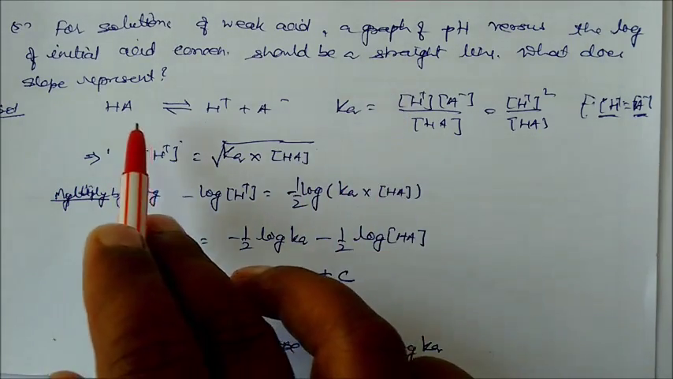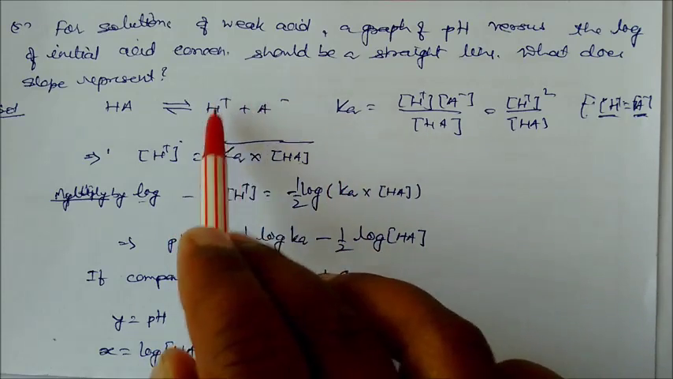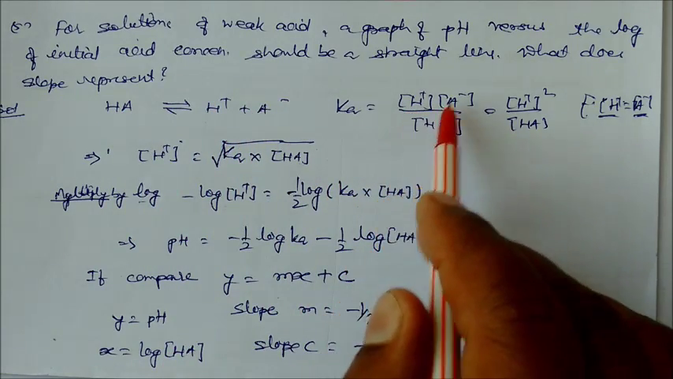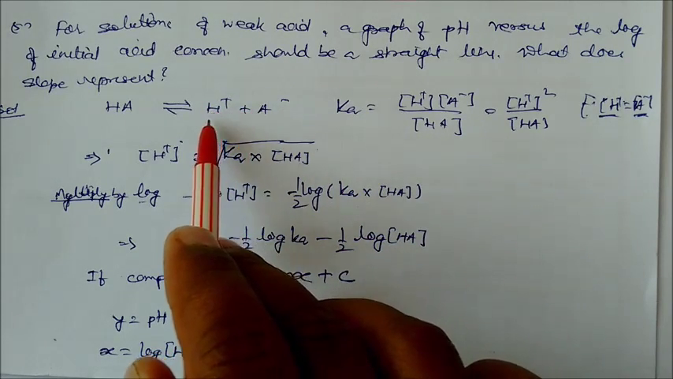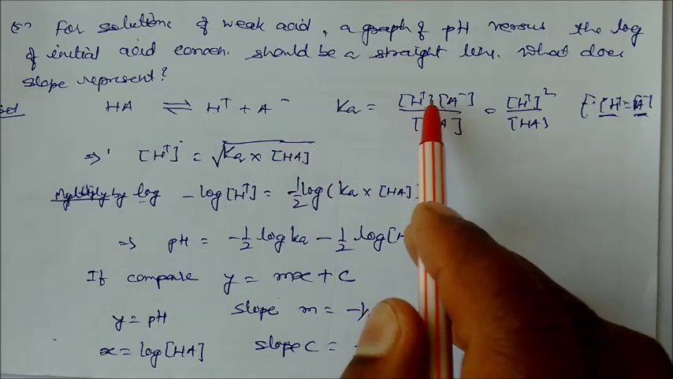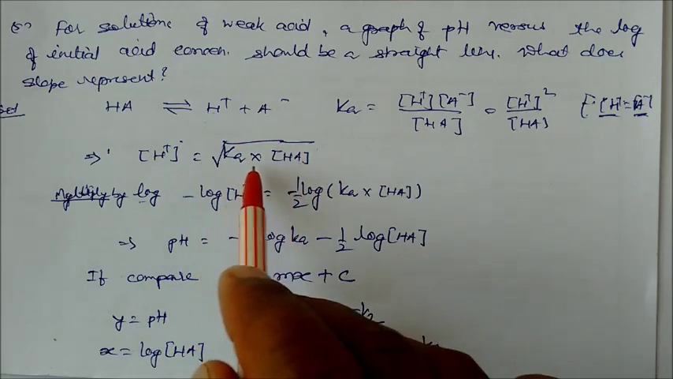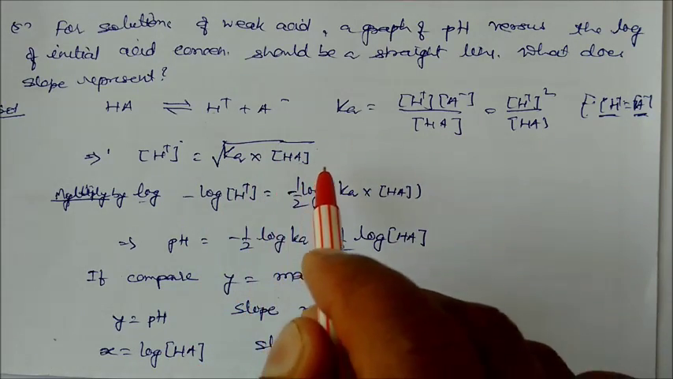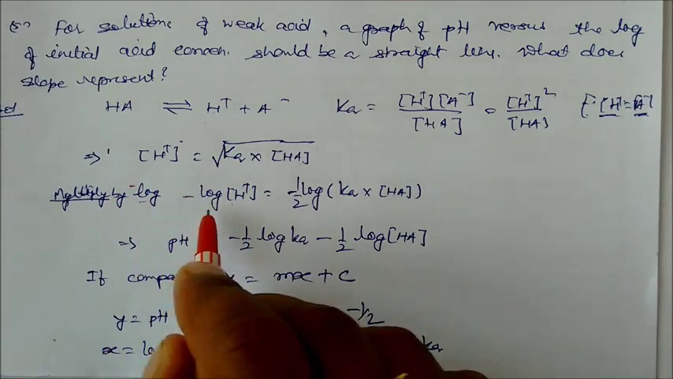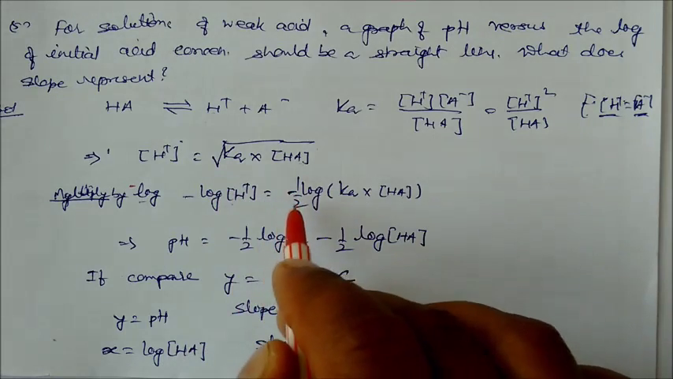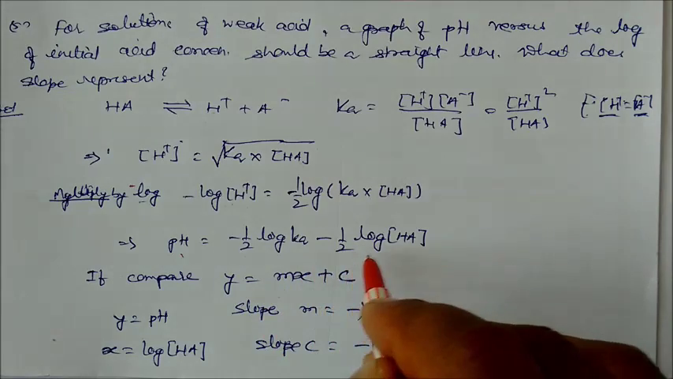First, write the equation: HA equals H plus and A minus. So K equals the product of concentrations divided by HA, so you will get H plus times A minus over HA. Now the concentrations of H plus and A minus are equal, so we can write H plus squared by HA. So H plus equals the square root of K into concentration of HA. Taking log on both sides, minus log H plus equals minus half log K minus half log HA. This is nothing but pH, which equals minus half log K minus half log HA.